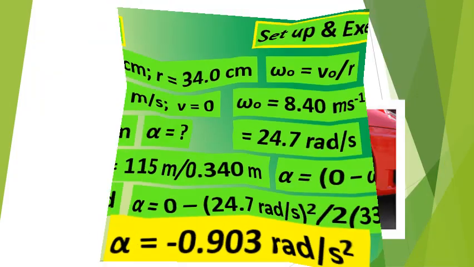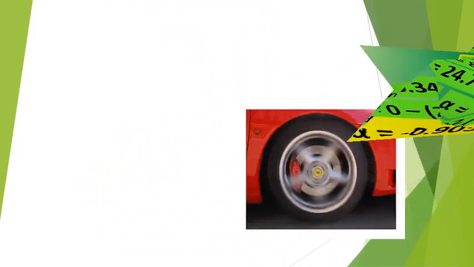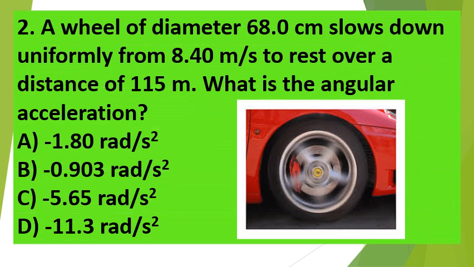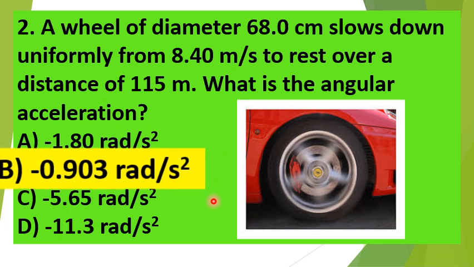That means our answer to question number 2, what is the angular acceleration? The correct answer is option letter B, negative 0.903 radian per second squared.